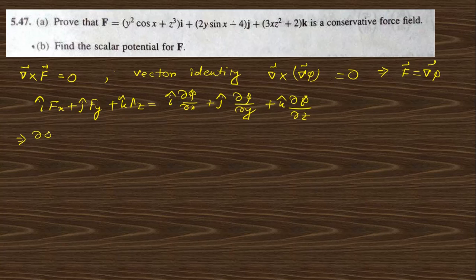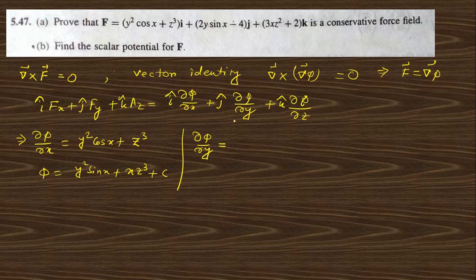So, you can say del phi del x is nothing but the coefficient of i cap, that is y square cos x plus z cube. So, phi is written as the integration of this, y square sin x plus x z cube, with some constant c. And del phi del y is the second one, that is 2y sin x minus 4. If we integrate with respect to y, this becomes y square sin x minus 4y, with another constant, c1, and this one c2.